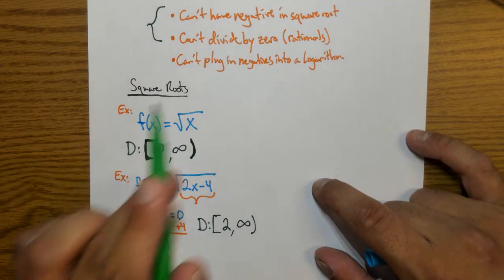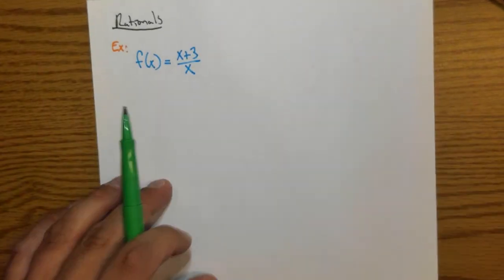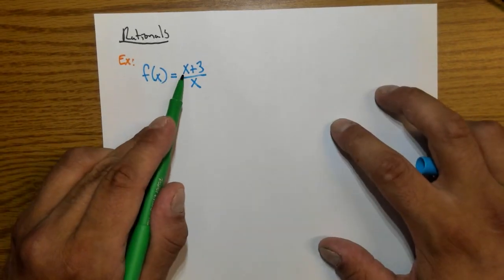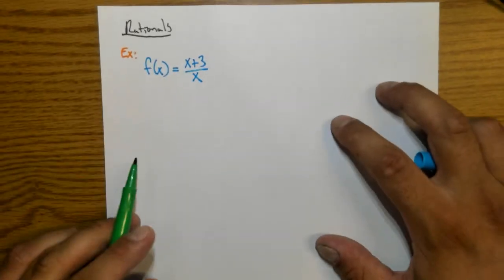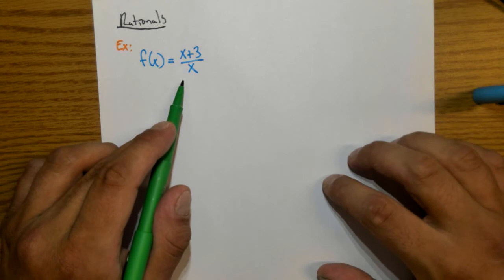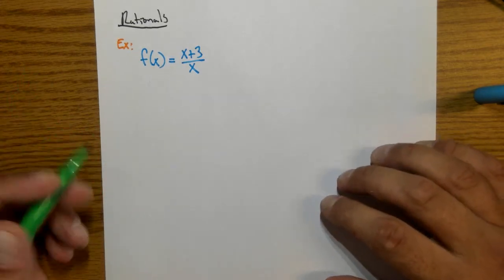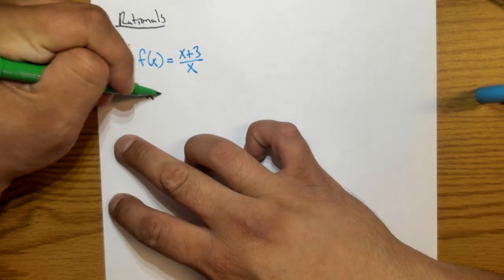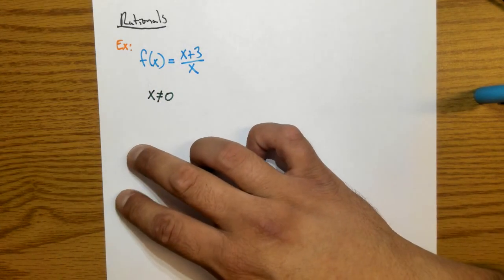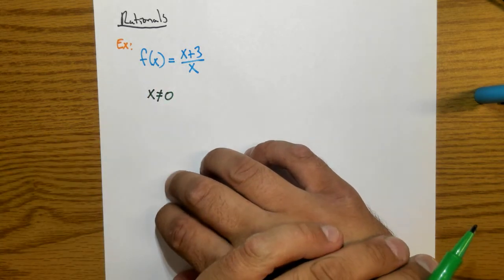Can't divide by 0, or dealing with rationals. So a rational function is any function where we have an x, or a polynomial, divided by another polynomial. So we're going to have an x on the top, and we're going to have an x on the bottom. So there's going to be a rule here that says we can't divide by 0. That's something we can't do. So what number can't we plug in here? Well, we immediately see right away x cannot equal 0. Because if I do plug in 0, we get 3 over 0, and we can't do that.